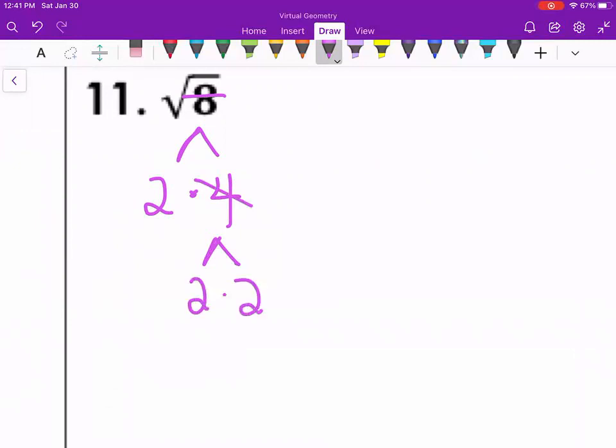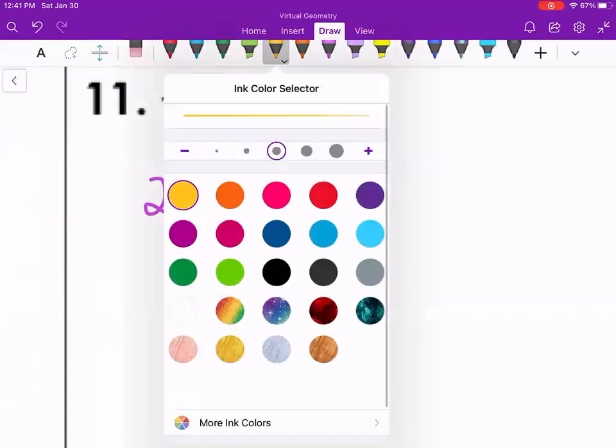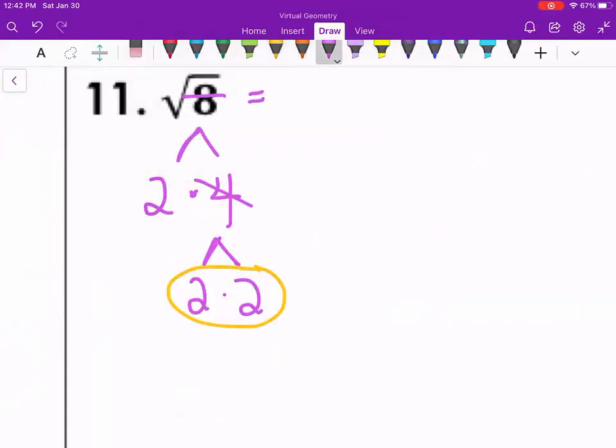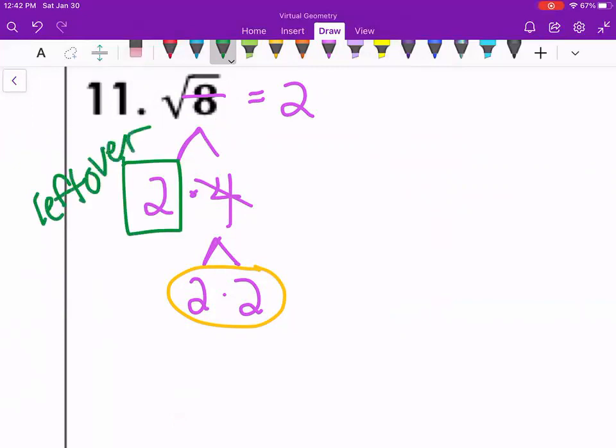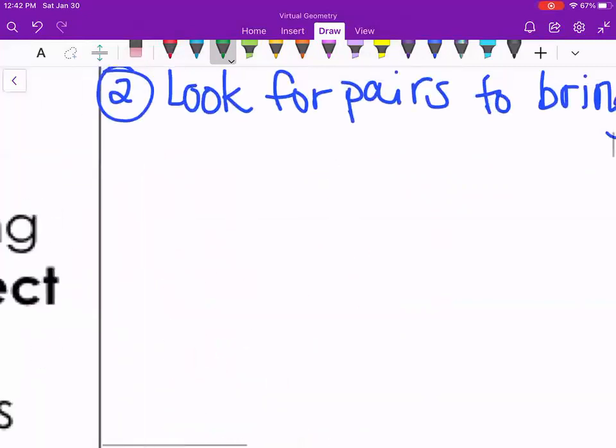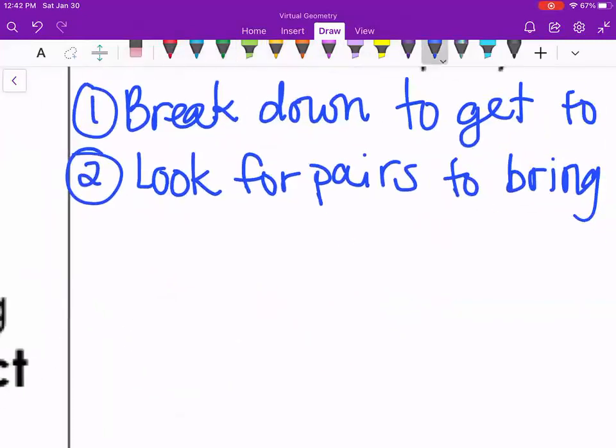This is where we look for pairs. And again, they don't have to be at the same level. They don't have to come off the same branch. I just need pairs. So any pair that I find, again, like before, comes on the outside. This time, though, notice we have a leftover. So something special is going to happen to those leftovers. So let's add that to our next step.